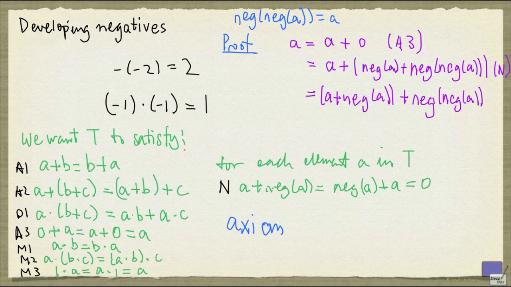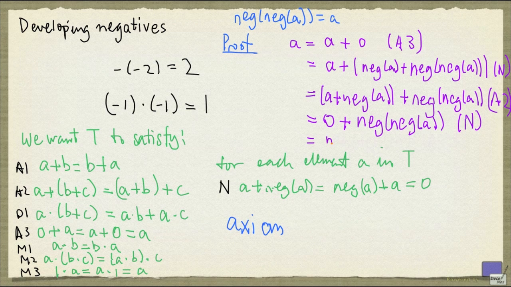And this is because of rule A2, right? Because I can change the order in which the additions are performed. Now, A plus negation of A by rule n is 0. So I have 0 plus the negation of A, and that is by rule n as well. And 0 plus whatever gives you that whatever. That's by A3.